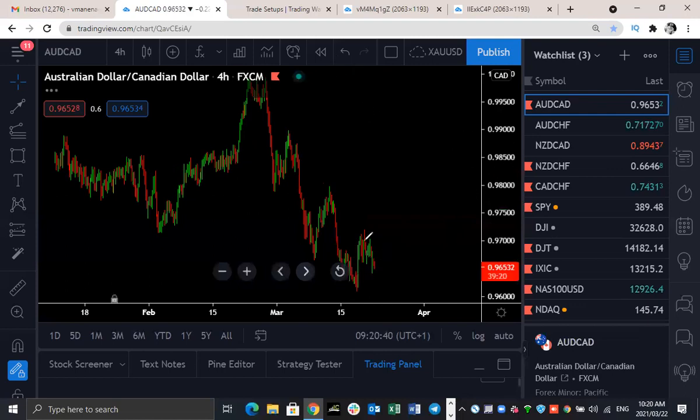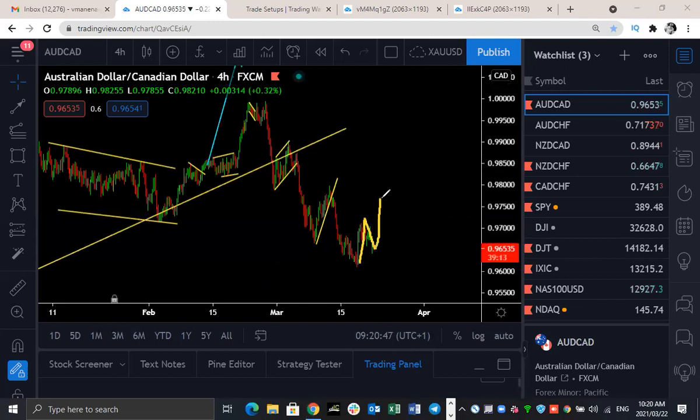AUD/CAD also, you can see these are corrective structures. They are in the opposite direction of what oil is doing. So they are inverse to the oil correction. So oil is doing this. They are doing this. They're making a move to the upside.